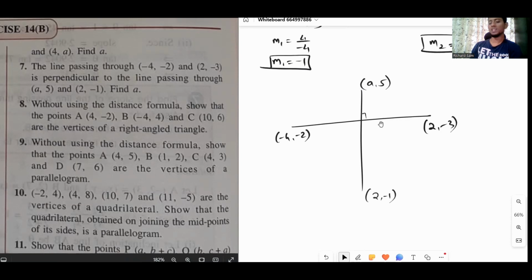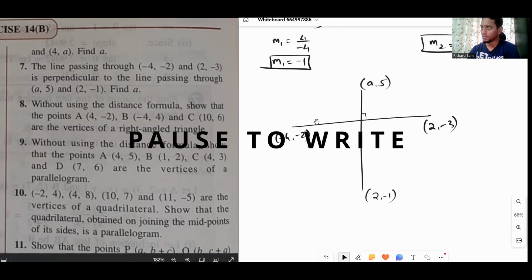If the two lines are perpendicular to each other, then, if the slopes are parallel, then m1 is equal to m2. If the slopes are perpendicular, then m1 into m2 is equal to -1. So that's the relationship here. m1 into m2 is equal to -1. So find m1, find m2, and then put it in that formula.